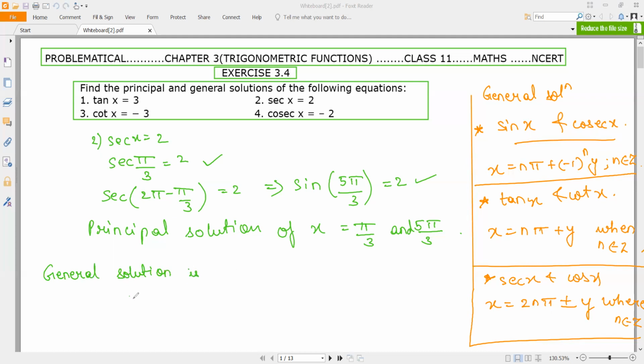If a general solution is x equals 2nπ ± y, in place of y, you place the smallest value of x amongst these two, which is π/3, where n belongs to Z.